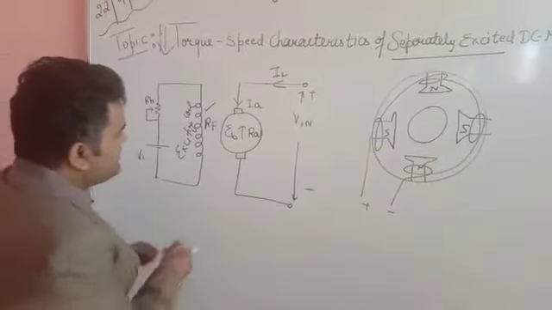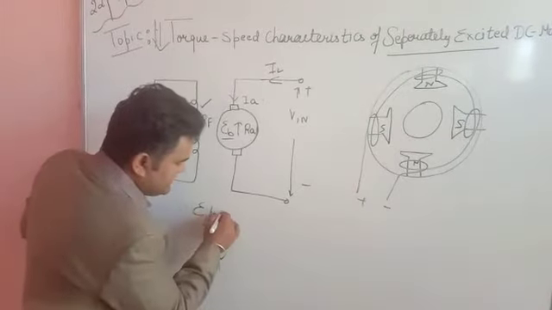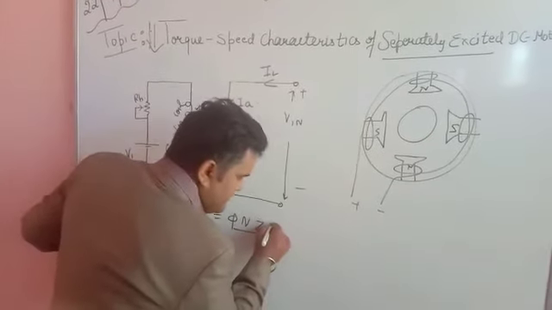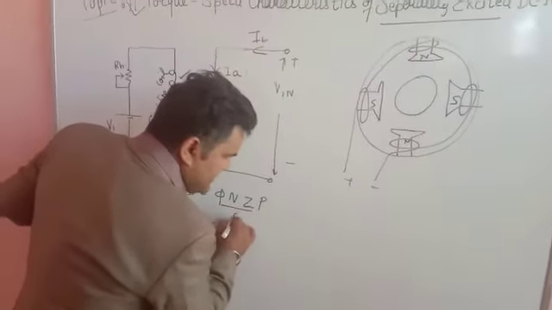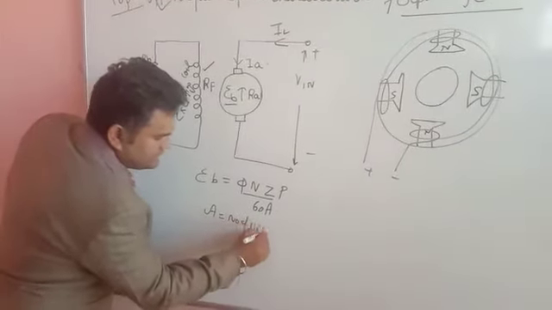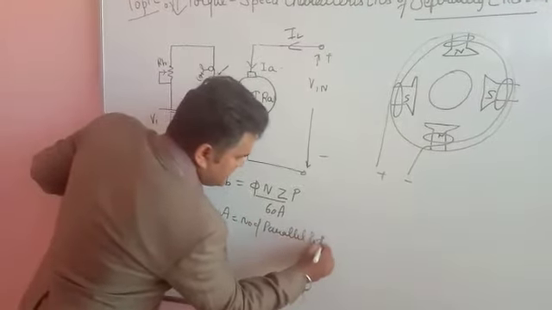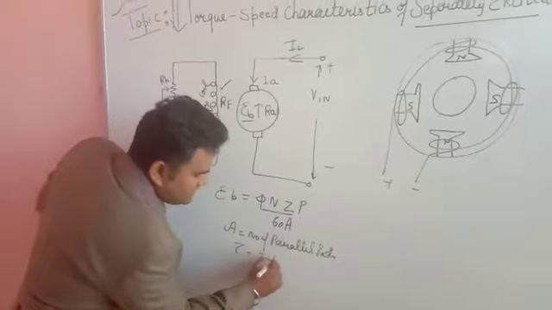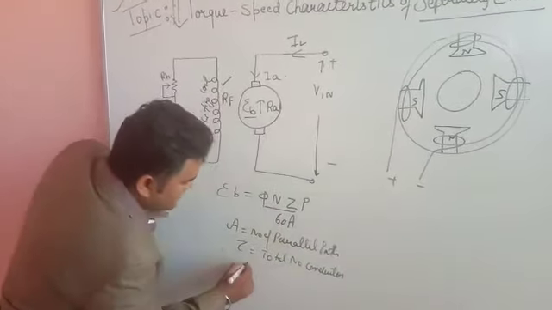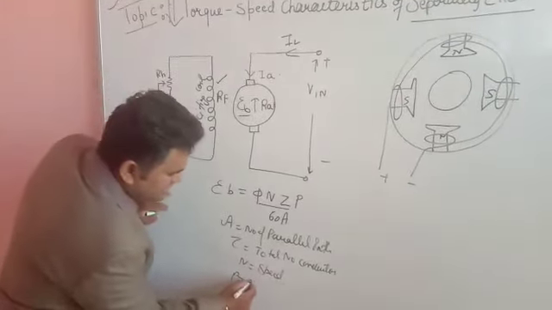Now, this is back EMF EB, and what is the formula for EB? It is phi N Z P upon 60A. What is A? A is the number of parallel paths. Z is the total number of conductors. N is the speed. P is the number of poles.